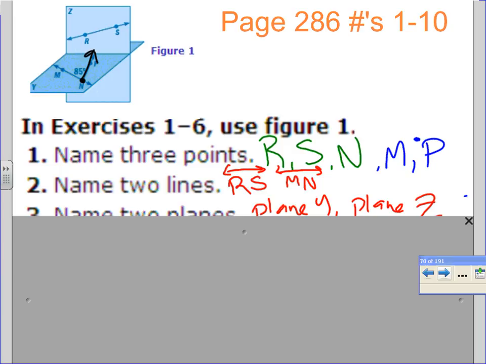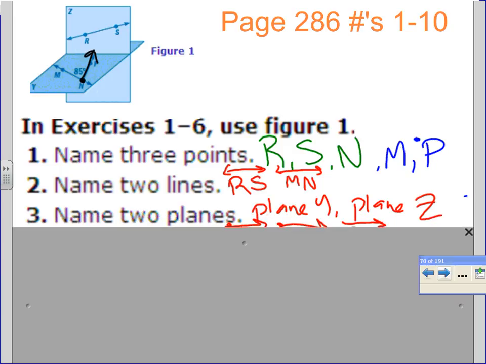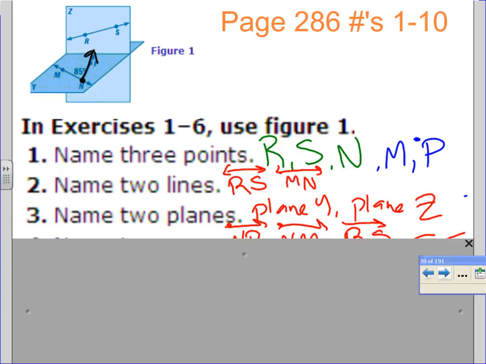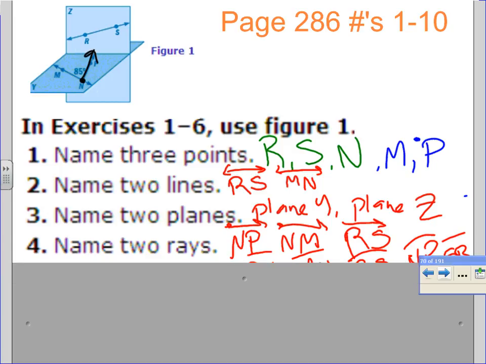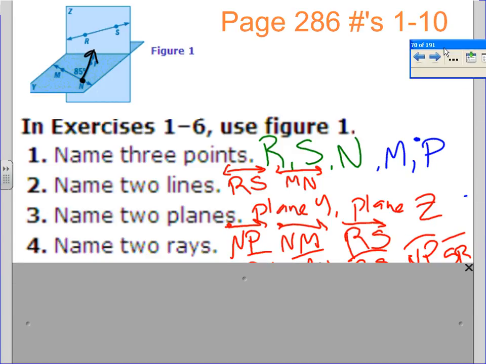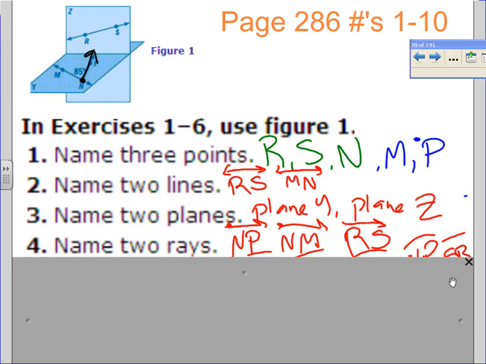Okay, number 4, Briar, 2 rays. R, S, and NP. Good. There's 2 more. Anyone have other rays? Charles? Good. There was 1 more, but did anyone have any other rays? Okay. So I put, hold on, I'll show you why. I put NP, MN, RS, so that's all I put. Anyways, there's 3 of them.